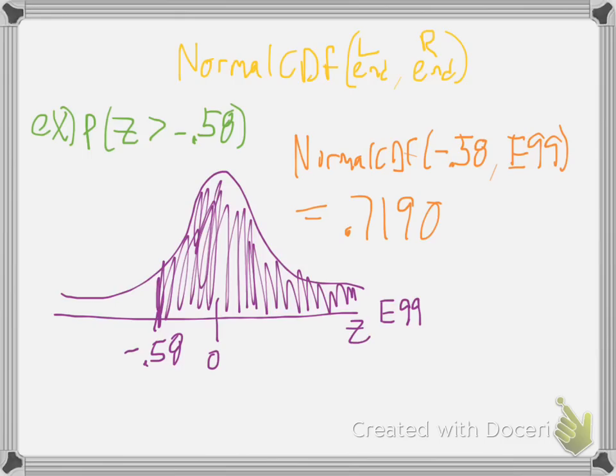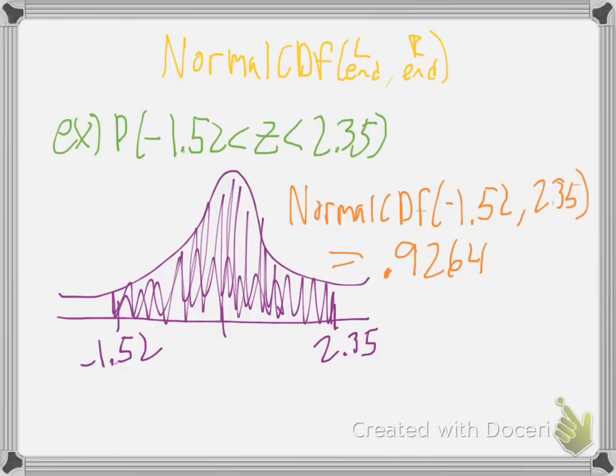Next one, area to the right, greater than. Some keywords for greater than are greater than, more, and at least is a key one that goes off to the right. On this one, we do the normal CDF of that number to positive E99. The last example is a between. The keyword is just between, so there's no hiding that one. It's actually one of the easiest ones we do. We just do the normal CDF of the left number and the right number, and round our answer to 4 decimal places. This is how you find area using the normal CDF.